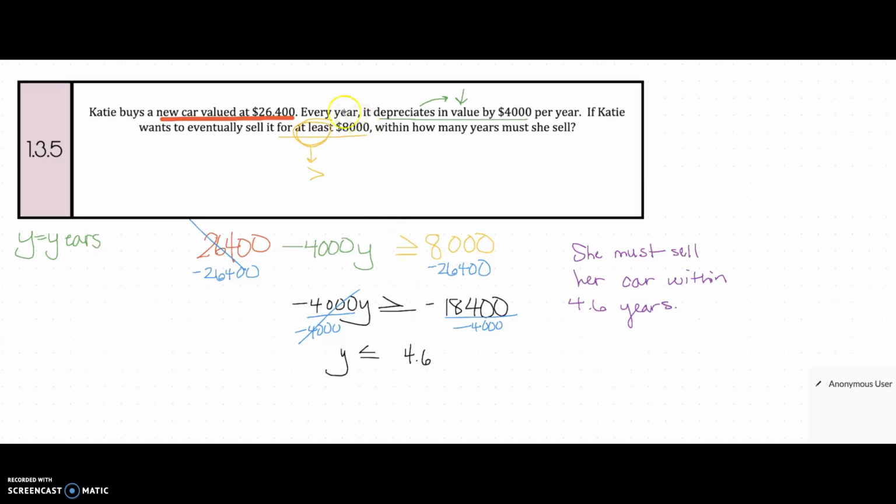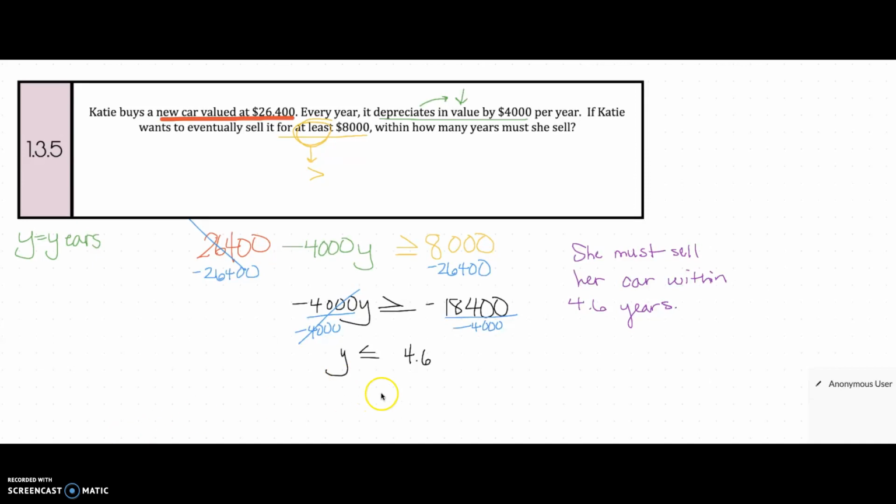So if she wants to make back that $8,000 or more, she needs to sell it within 4.6 years. Anything more than that, she's not going to make as much as she wants. If it's less than that, she'll probably make more than she wants. But this is our final answer.